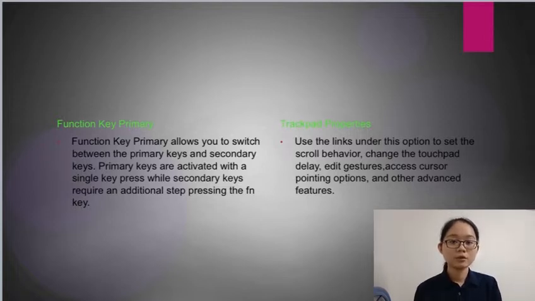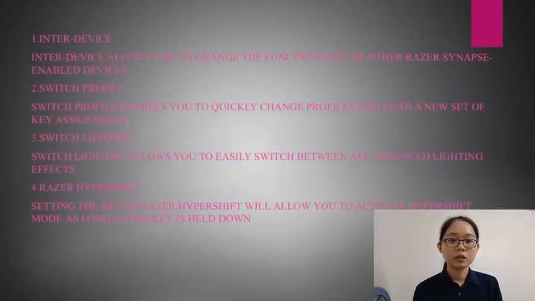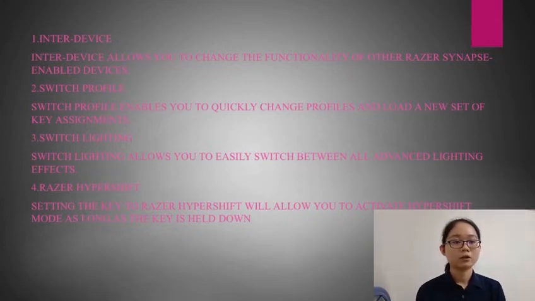And Hypershift mode is a secondary set of key assignments that is activated when the Hypershift key is held down. By default, the Hypershift key is assigned to the function key of your device. However, you can also assign any key as a Hypershift key. Function key primary allows you to switch between the primary key and secondary key. Primary keys are activated with a single key press, while secondary keys require an additional step of pressing the function key.